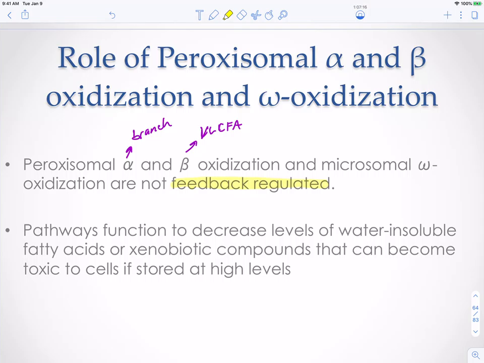The function of them is to decrease levels of water-insoluble fatty acids, also to help with xenobiotic compounds, and if any of these accumulate, they can be toxic to the cells.